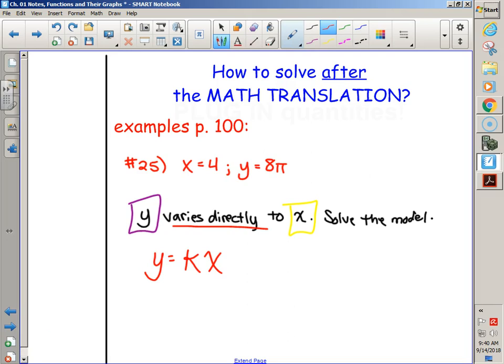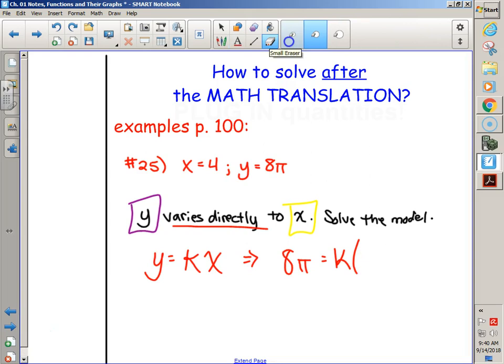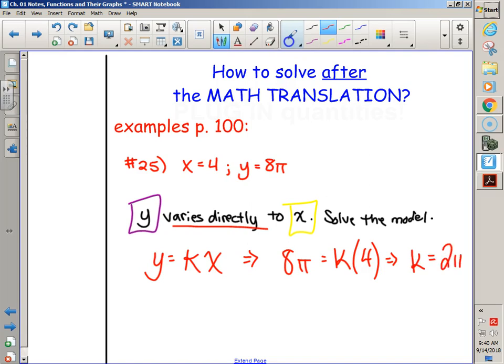Plug and chug. So I can say, okay, now I have these clues up here, so let's go ahead and use them. So 8 pi is going to equal k times x. Ooh, who is x? 4 when y is 8 pi. Why? Because now I can say not just what the general model is, but for this data point, it's not just any k. It can only work if k is 2 pi.